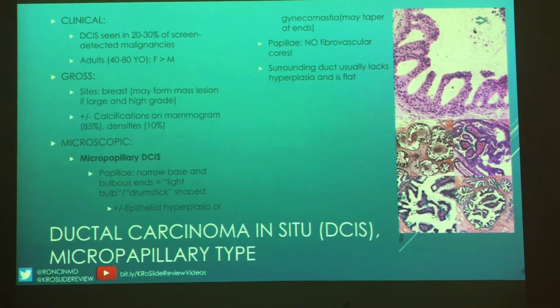Okay, and then the surrounding duct usually lacks hyperplasia, so you're not going to see UDH and ADH, or even things like columnar cell hyperplasia, and they should be relatively flat.